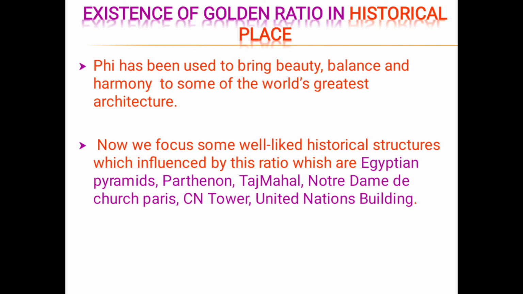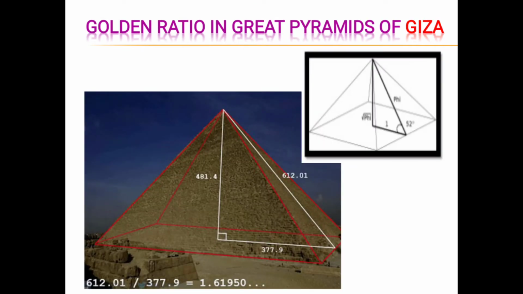So phi has been used to bring beauty, balance and harmony to some of the world's greatest architecture. Now we focus on well-liked historical structures influenced by the ratio, which are the Egyptian pyramids, Parthenon, Taj Mahal, Notre Dame Church, Paris, CN Tower, and United Nations building. But here we will go through the Egyptian pyramids and Taj Mahal only.